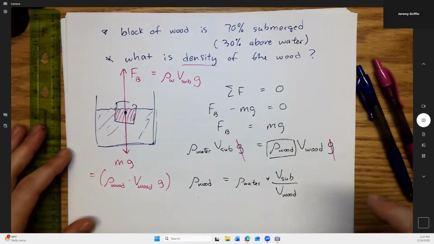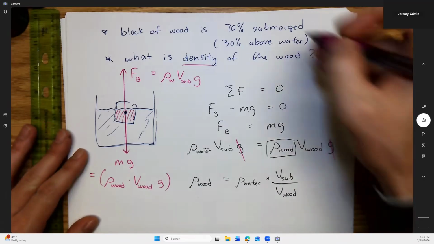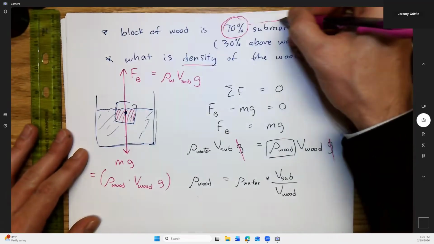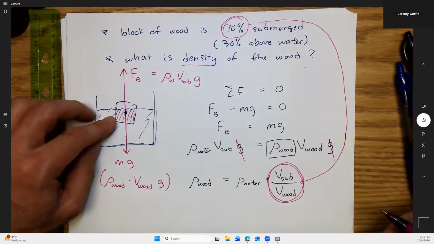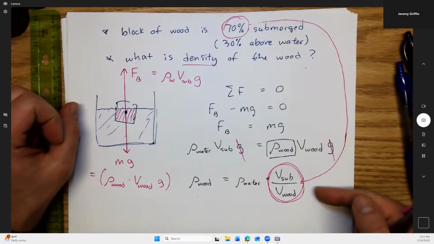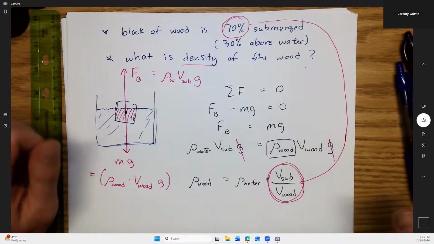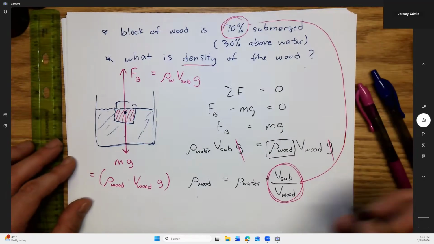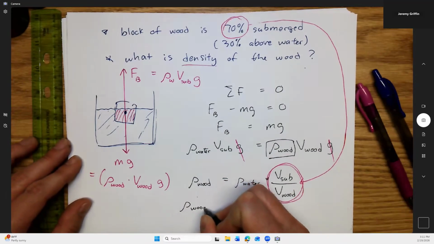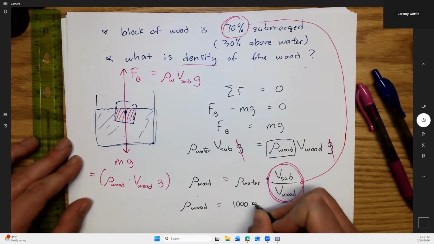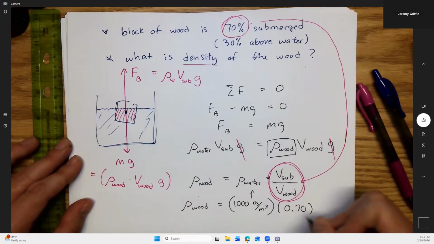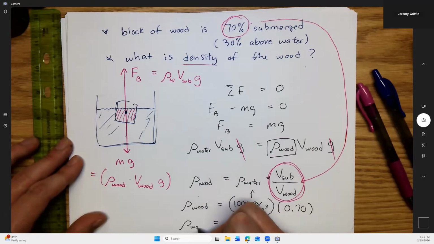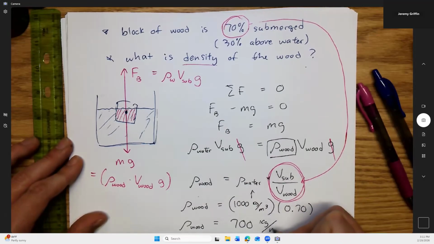The reason I'm going with that is because 70% submerged, that's what this ratio is right here. It's the volume submerged compared to the volume of the entire block of wood. That's 70%. And guys, what is 70% as a decimal? 0.70. So now density of wood equals 1,000 kilogram per cubic meter, but that's water, of course, times 0.70. So what's the density of the wood? 700 kilogram per cubic meter.